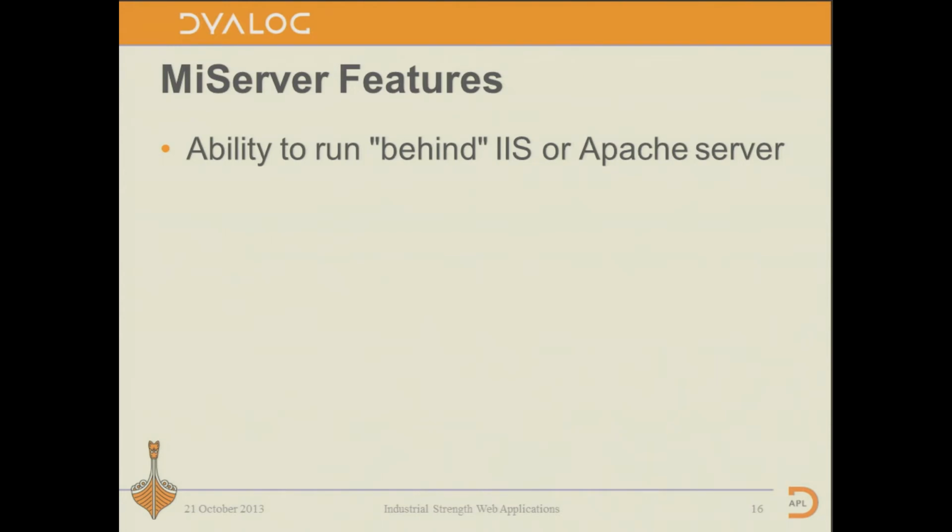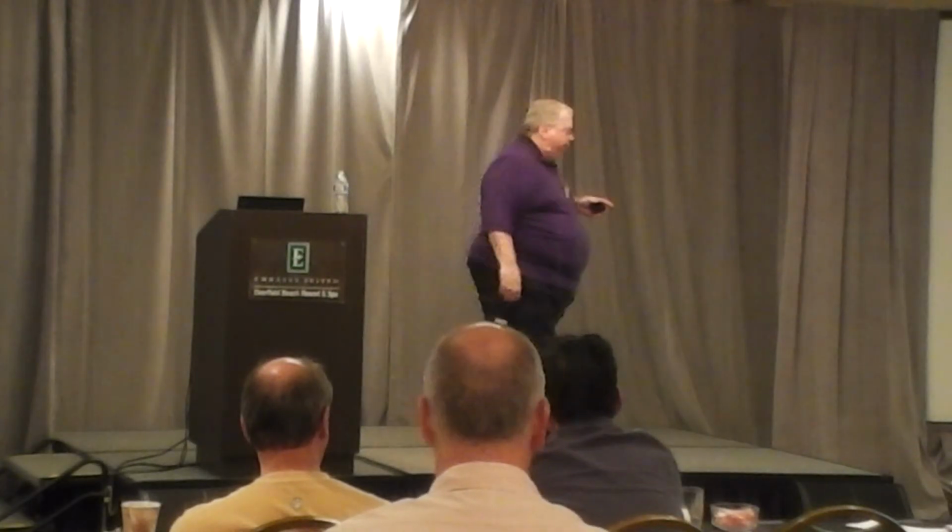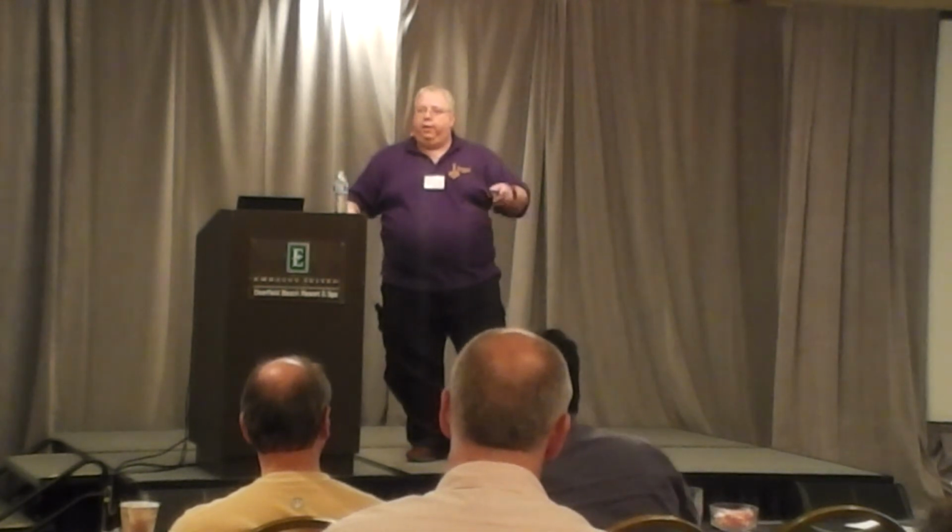One of the things we're kind of excited about is the ability to run behind other web servers as a mapping handler. So you can run MiServer behind IIS or Apache. Now, what does this do for you? In a corporate environment, your corporate network administrator or IT manager may not be that thrilled about opening up a port to this thing called MiServer. However, they probably have running and trusted instances of IIS or Apache that are public facing. And so you can set up MiServer to run behind IIS or Apache.